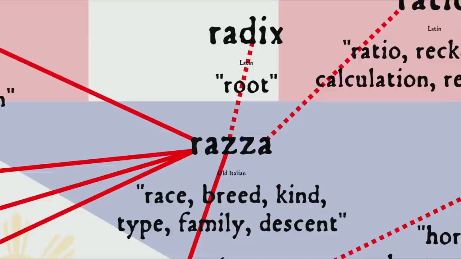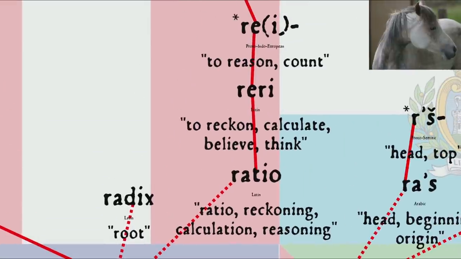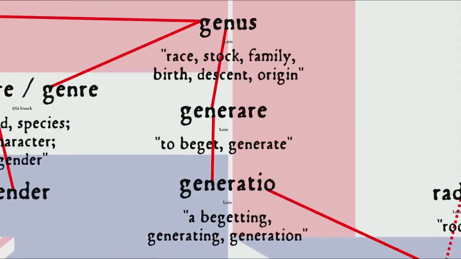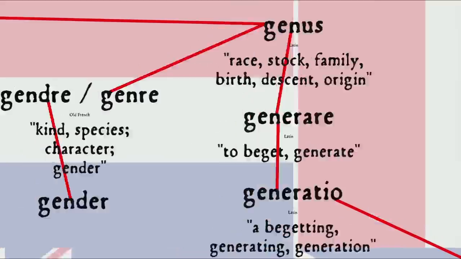One suggestion is Latin ratio, reckoning, calculation, reason, from the verb rere, to reckon, calculate, believe, think, from the PIE root re, to reason, count, a variant of the root ar, to fit together. A more tempting Latin source is that it is a clipping of generatio, a begetting, generating, generation, from which we get English generation, and if so, that would make it cognate with the word nation, coming from the verb generare, to beget, generate, from genus, race, stock, family, birth, descent, origin, ultimately from the same PIE root gene, to give birth, beget.